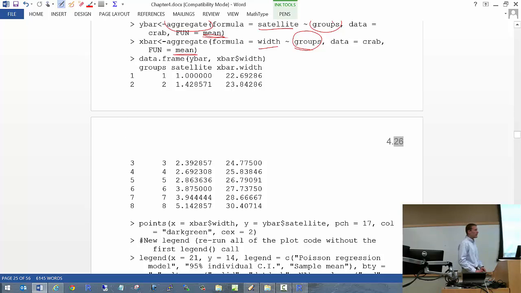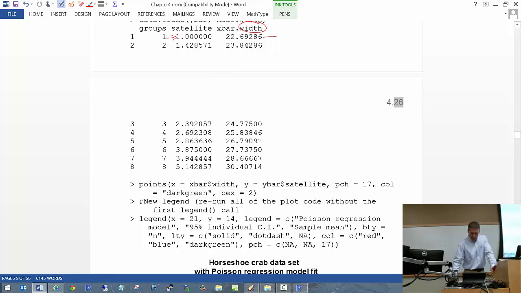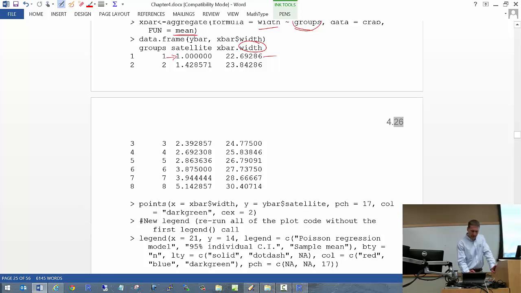So that when I organize everything nicely, my data frame here has the sample mean for every group, for the satellites and also for the widths. So for group 1, the mean number of satellites was 1. The mean width was 22.69. What I like to do then again is compare these means for the number of satellites to what my model suggests should happen.